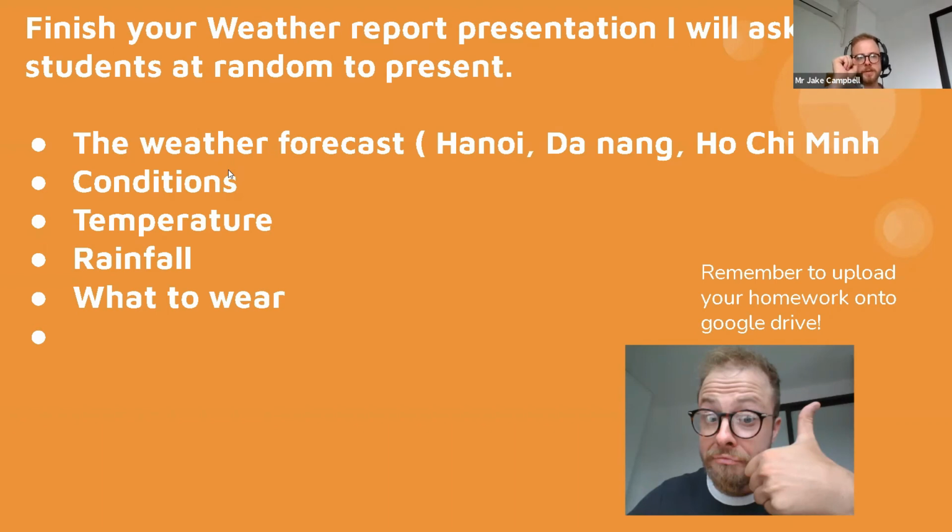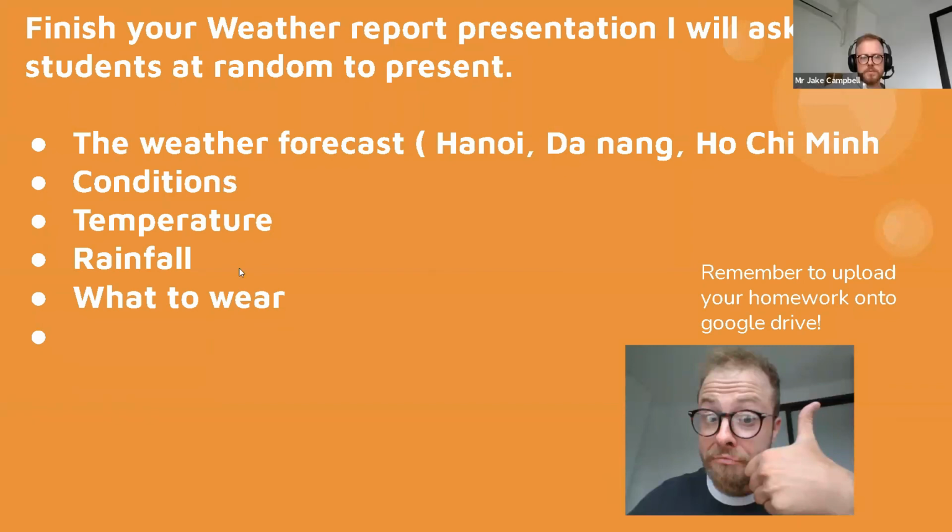You are going to write about the weather conditions. Is it sunny? Is it rainy? Is it partially sunny? You decide. You are going to write about the temperature of each city, the rainfall of each city, and what you should wear due to the weather. Okay, these are all the things you're going to write about and you will present next lesson.